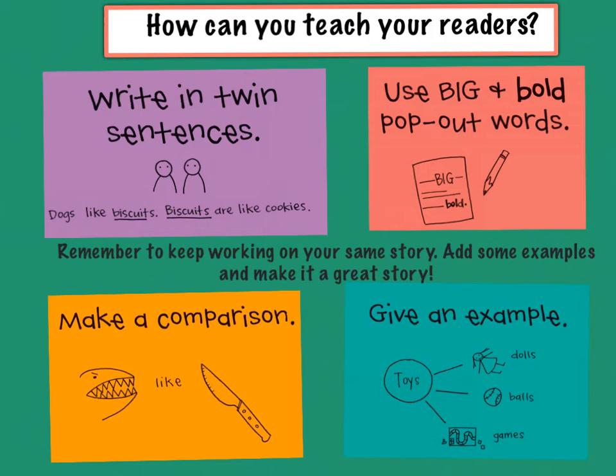All right, so you're taking out your same story that you've been working on all week. The story that you have twin sentence in, the story you have big and bold pop-out words in, the story that you made a comparison in, and today you're going to go back to that same story and you're going to try to use some examples. Use the words "for example" in your story. All right, and remember to keep working on the same story, and it's going to be great and perfect by Friday. I can't wait to see what you're working on.